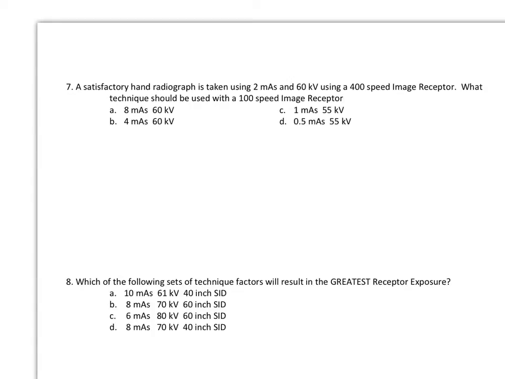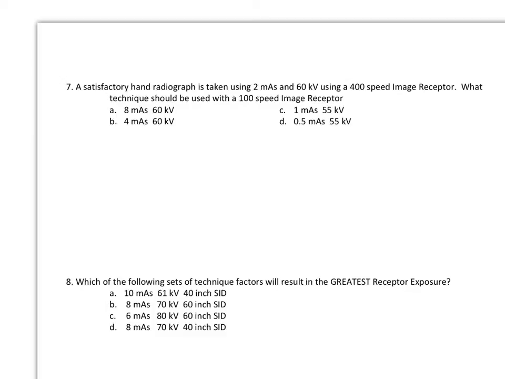With this video, we want to continue to look at the review problems for image 1118. Number 7 says a satisfactory hand radiograph is taken using 2 mAs, 60 kVp, using a 400 speed image receptor. What technique should be used with a 100 speed image receptor? So we're looking at 2 mAs using a 400 speed image receptor. The kV is not a factor in this problem. And then we want to ask what mAs to use with a 100 speed image receptor.